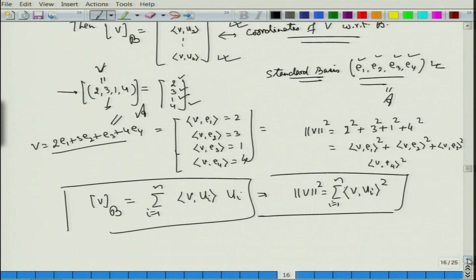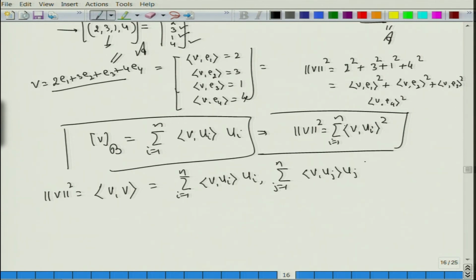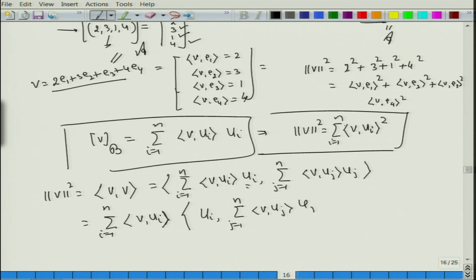The proof is very simple, so I will just do it. If I want to look at norm of V square, it is nothing but the inner product of V with V itself, which is the same as the sum over i from 1 to n of V comma ui times ui, comma the sum over j equal to 1 to n of V comma uj times uj, which is the same as the sum over i going from 1 to n of V comma ui, fine, and for the second one, the sum over j equal to 1 to n of V comma uj, alright.